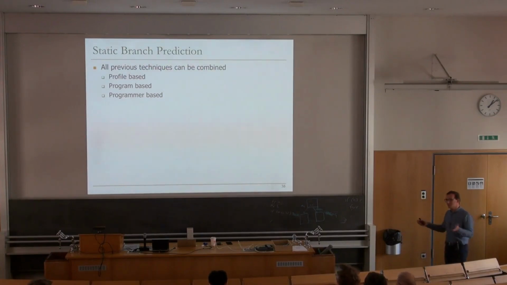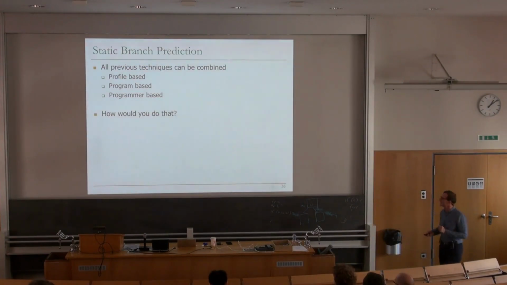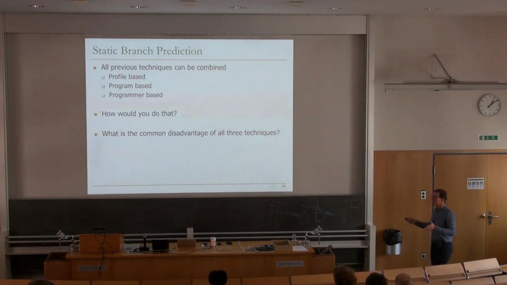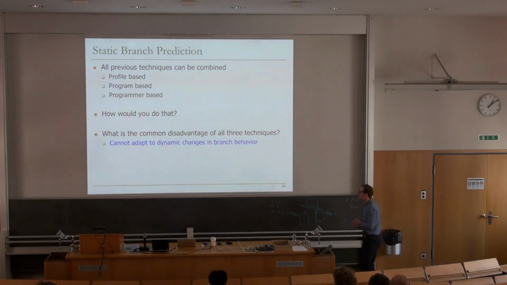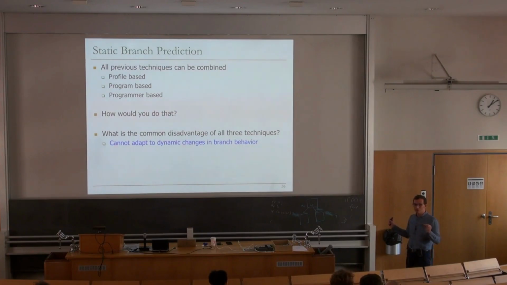Okay, so all previous techniques that we've discussed actually can be combined. You can have profile-based, program-based, programmer-based. Now, how would you do that is a key question. It's not clear what the answer is. But there is certainly a common disadvantage of all the three techniques that's going to motivate us to move on to other techniques. And I guess I've already given you this before. Basically, they cannot adapt to dynamic changes in branch behavior. They have a single encoding per branch.